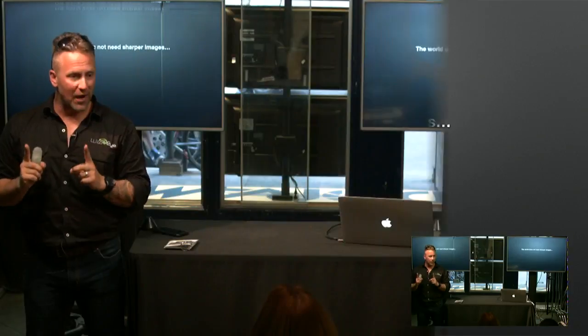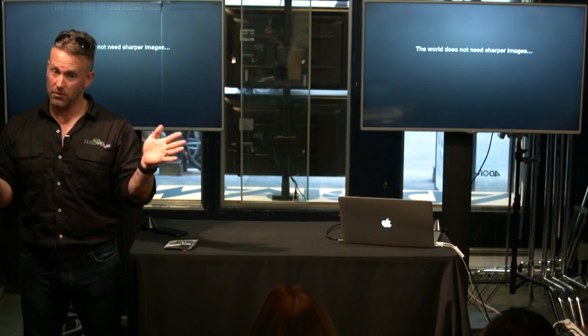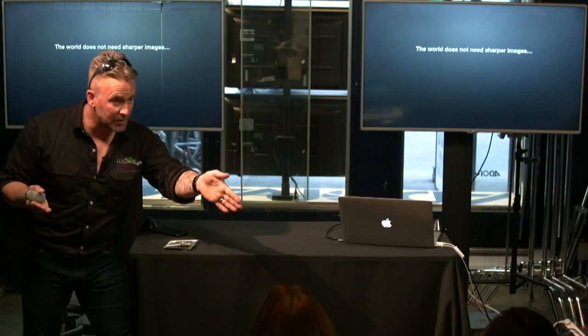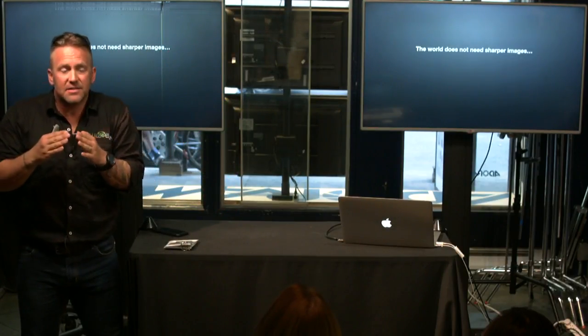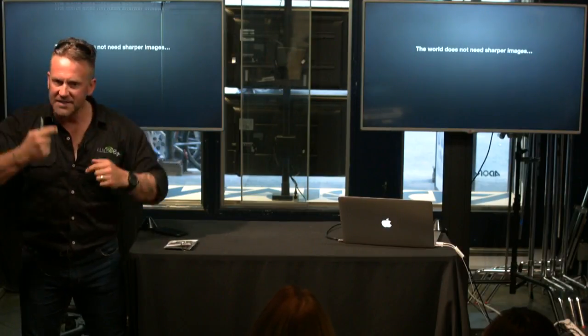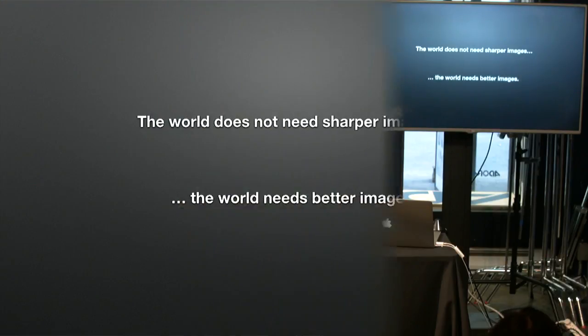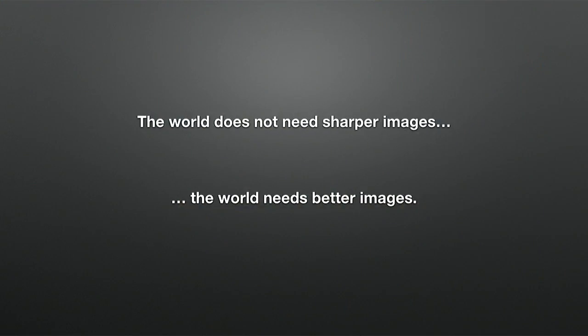Sharpness is like being pregnant. It either is or it isn't. You can't be half sharp. You can't be half pregnant. Once you get to the point where an image is sharp, it doesn't care if you triple the shutter, it's gonna be the same thing. Okay, we overthink these technical things. What we do need is better images. We need images that make people feel things.